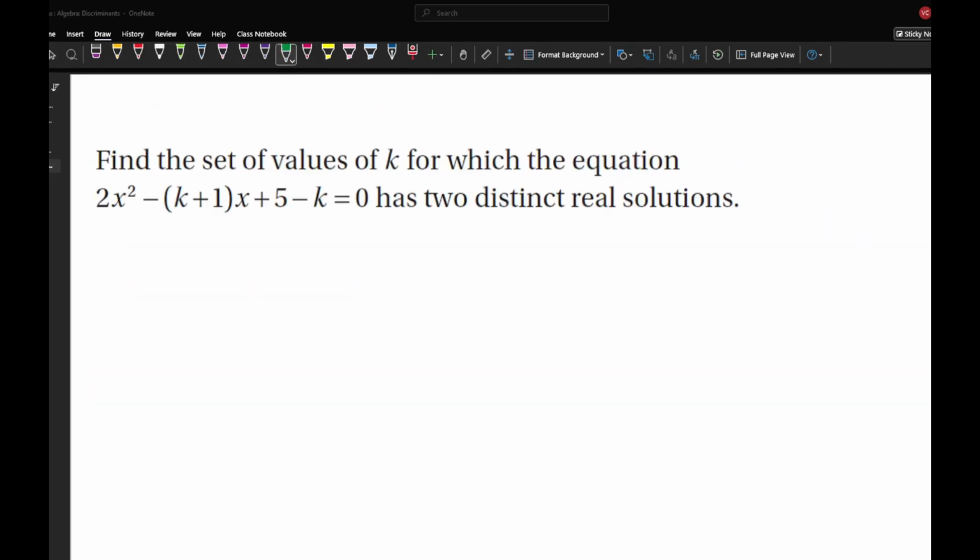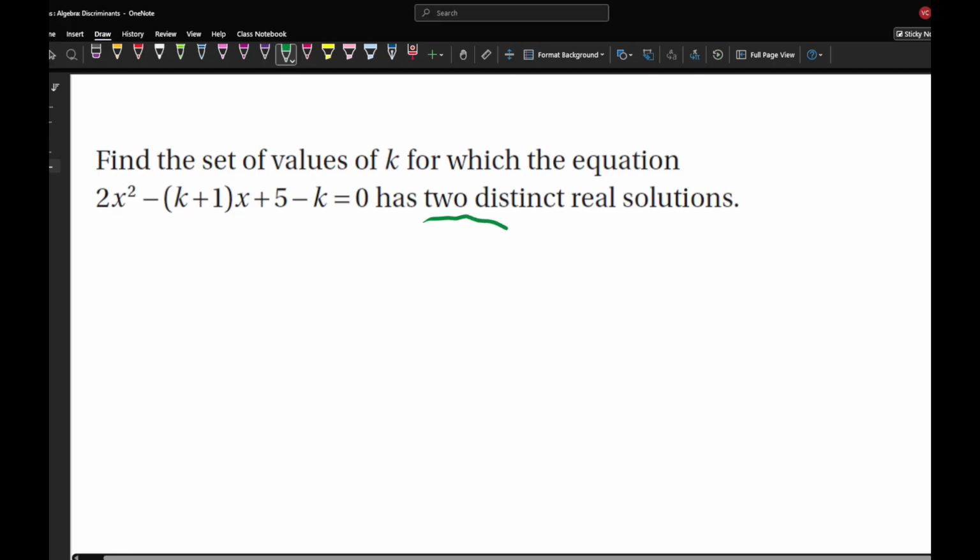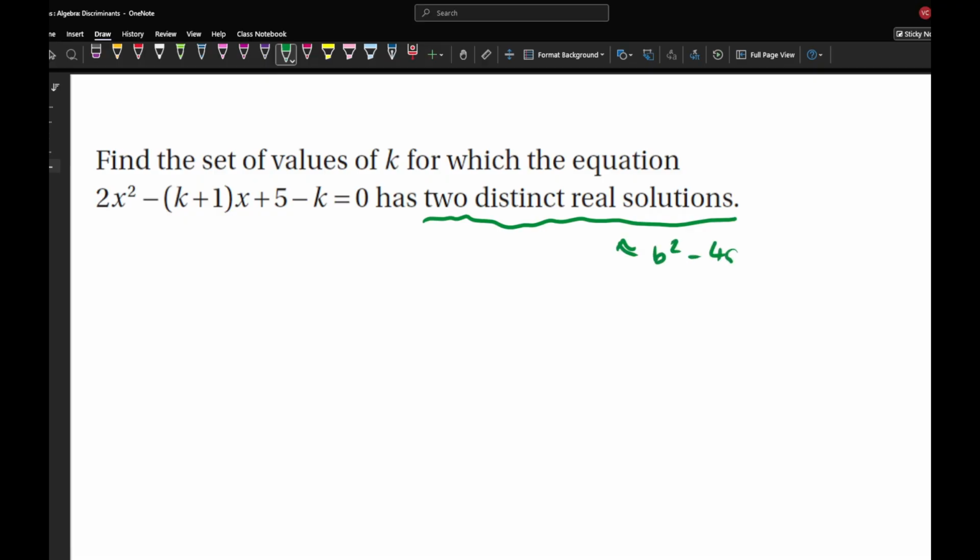Then moving on to our second example, it says find the set of values of k for which the equation 2x squared minus (k plus 1)x plus 5 minus k equals 0 has 2 distinct real roots. So again, this implies that the discriminant is going to be greater than 0. So using this to find the coefficients, a is going to equal 2, b is going to equal minus (k plus 1), and c is going to equal everything that hasn't got an x, which is 5 minus k.